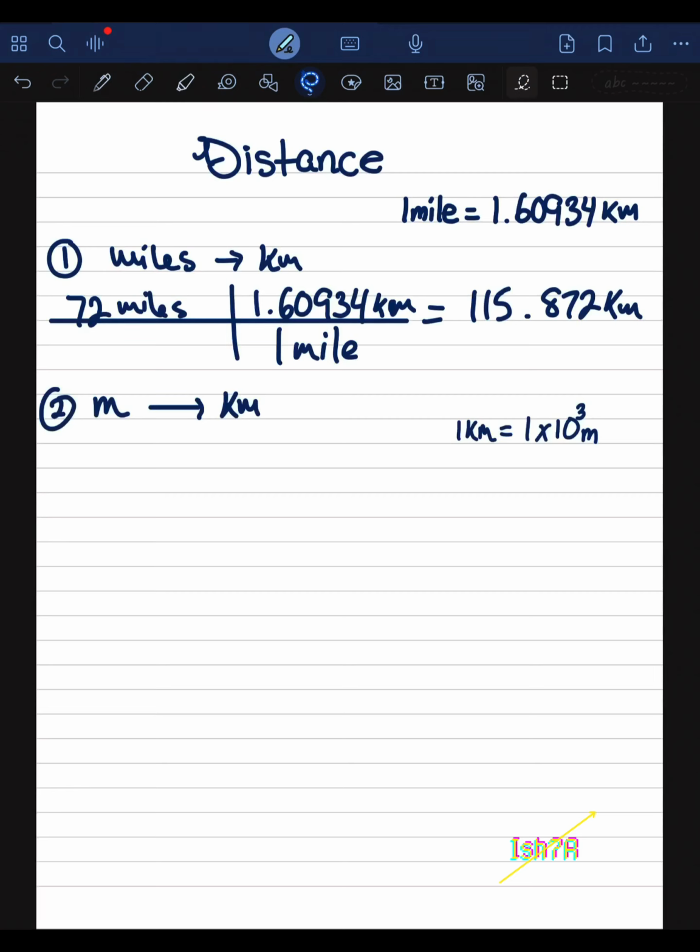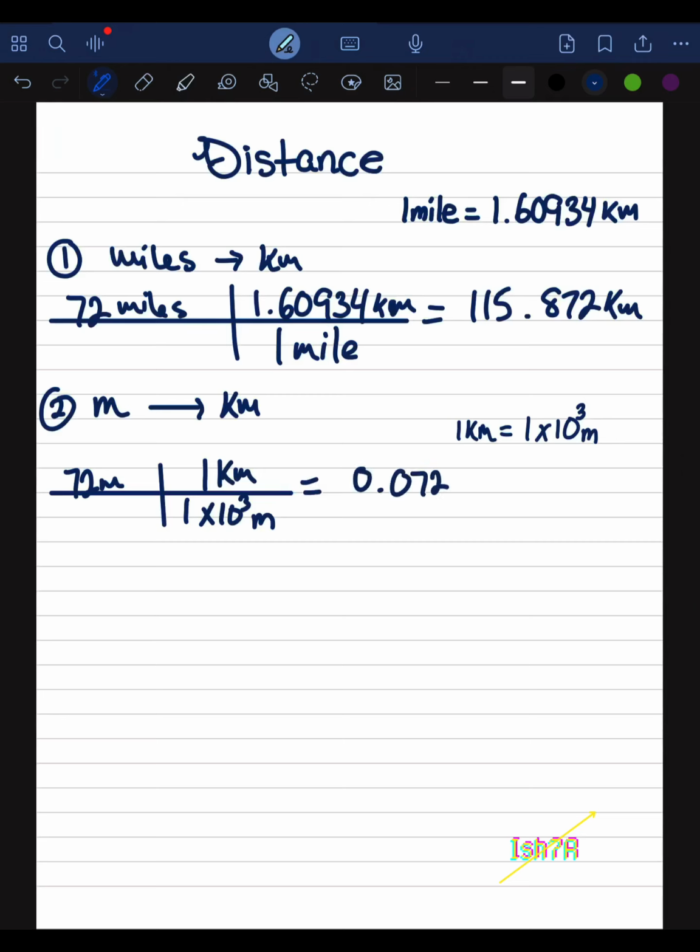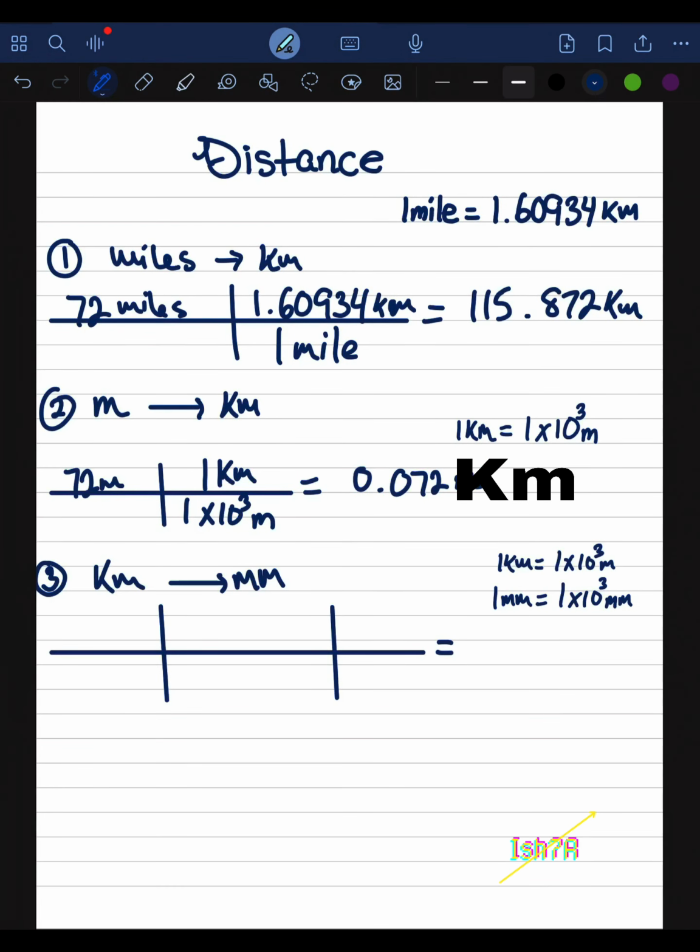Now let's convert meters to kilometers. For each kilometer, there is 1 times 10 to the power of 3 meters. Beginning with 72 meters, we divide that by 1 times 10 to the power of 3 meters, which equals 1 kilometer, and that's going to give us 0.072 kilometers.